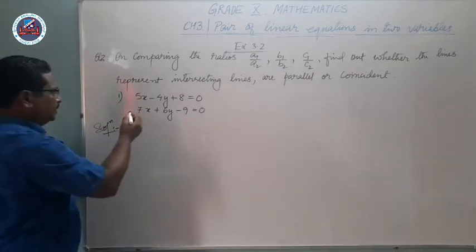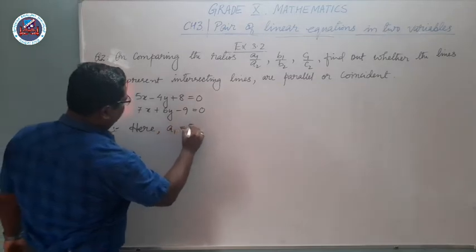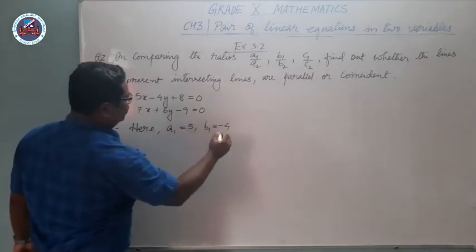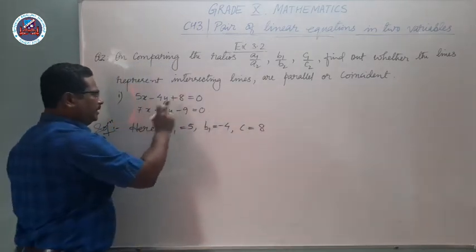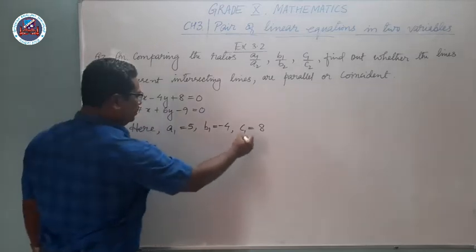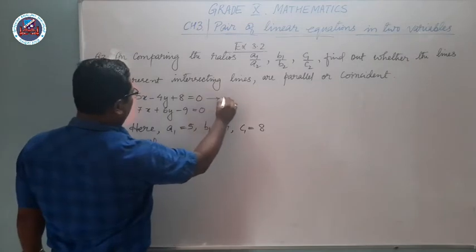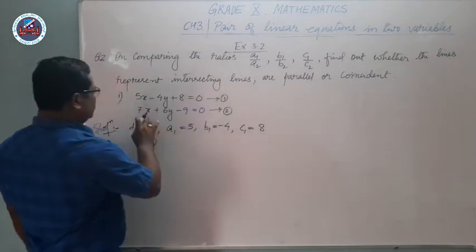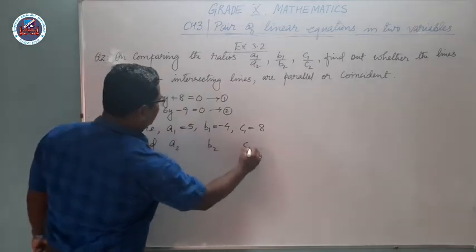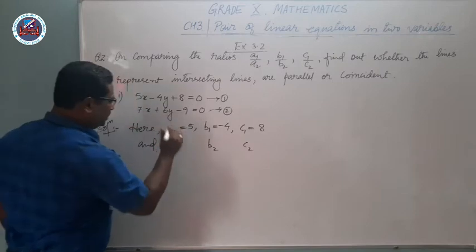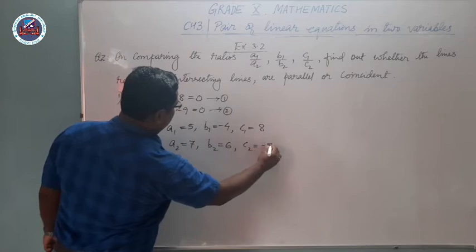Nothing else to do, but before that, what is A1? You write down A1 is 5, B1 is equal to -4, C1 is equal to 8. This one is 5, -4 and 8. Write A1, B1, C1. This is equation 1, and this is equation number 2. From the second equation, you write down A2, B2, C2 like this: 7, 6 and -9.